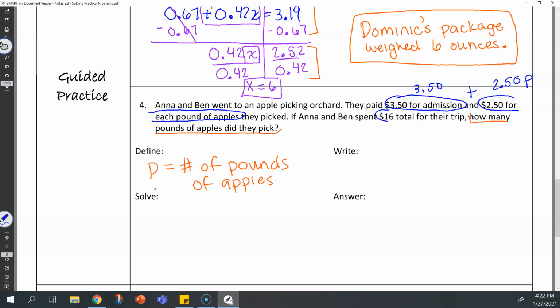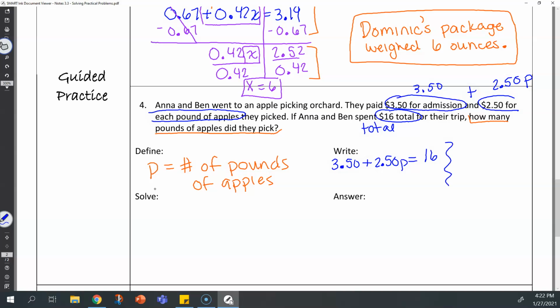They spent $16 total, so that's my total. And that goes all by itself on one side of the equal sign. I like to put mine on the right side. And then my $3.50 plus my $2.50 per pound.